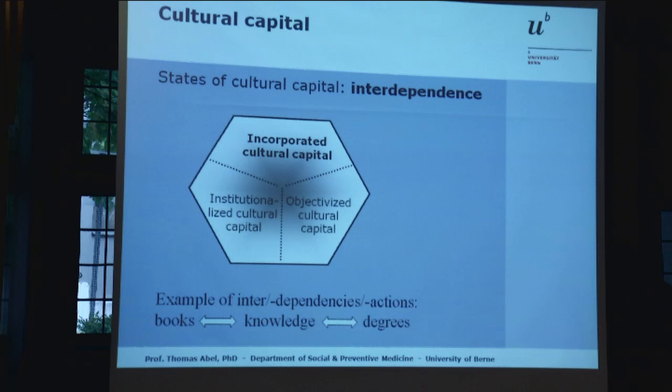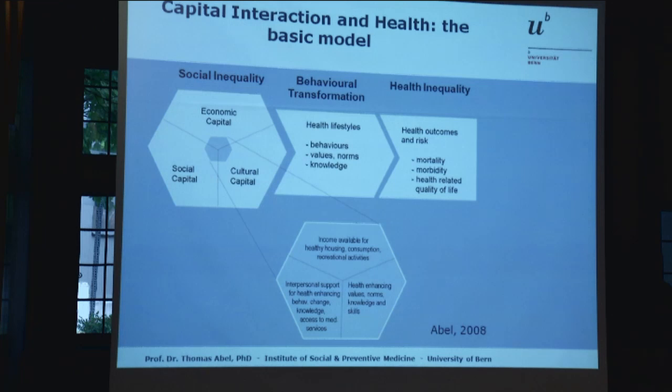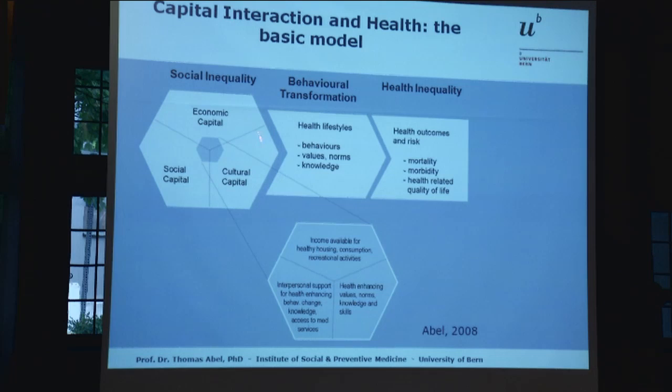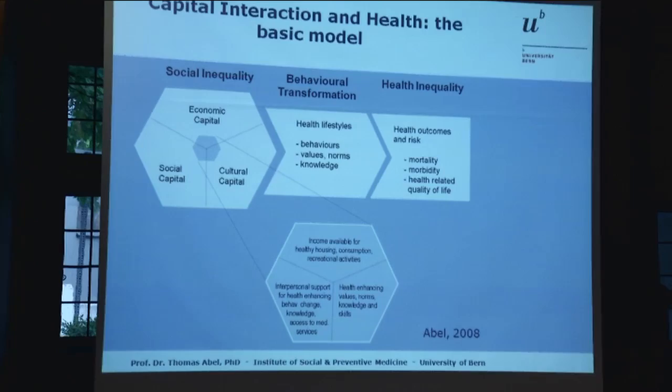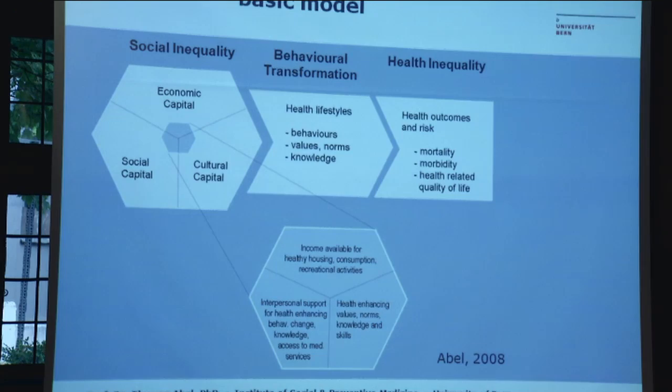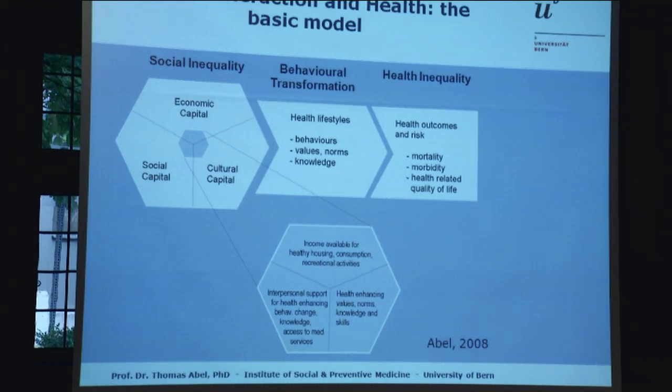To put this back in a broader perspective, this is our basic model. We look at behavioral transformations from social inequality to health inequalities. And based on our earlier work, we have health lifestyles as one example of how it works. Forgive me, I have all these medical outcomes here. I just realized that. Well, the quality of life is actually pretty good. Now here we have the three forms of capital and the three states of cultural capital. And we can conceptualize this part of it. To give you one very illustrative example of how economic, cultural and social capital work.